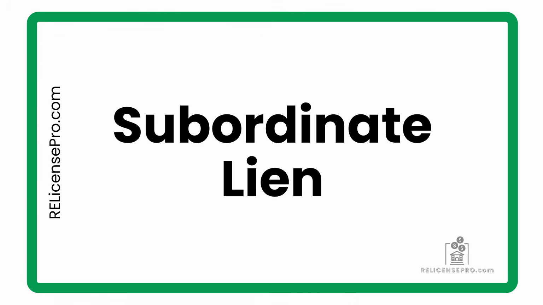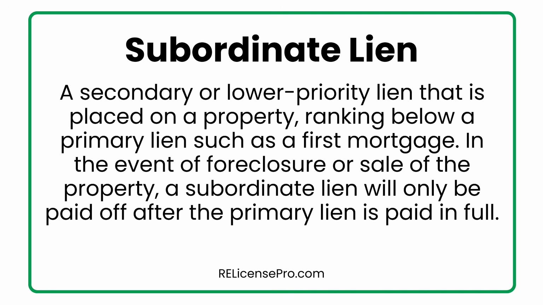Subordinate lien. A subordinate lien is a secondary or lower priority lien that is placed on a property ranking below a primary lien, such as the first mortgage. In the event of foreclosure or sale of the property, a subordinate lien will only be paid off after the primary lien is paid in full.